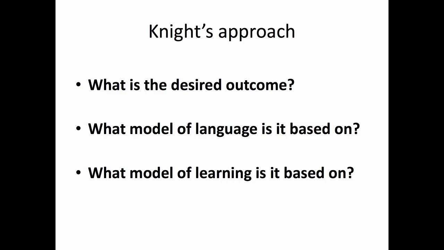He's looking at what is the desired outcome, okay, when you teach for a method. What is the desire? What do you want to achieve? This seems quite clear. You want students to learn. But learn for what reason? Should they speak? Should they write? What exactly do you want them to be able to do? This is the basis for examining a method, according to Knight. Now, also important is what model of language is it based on?